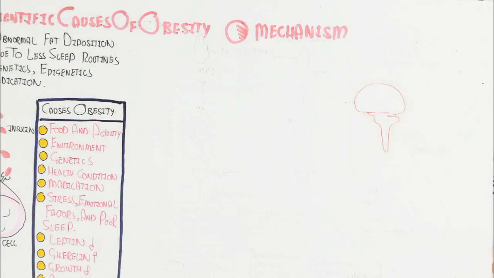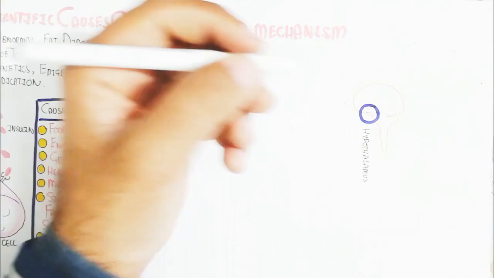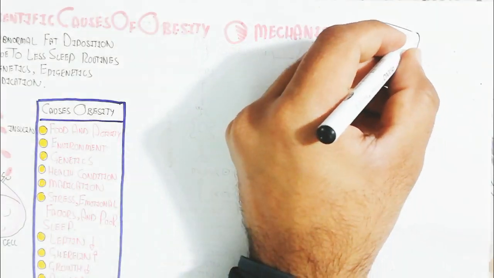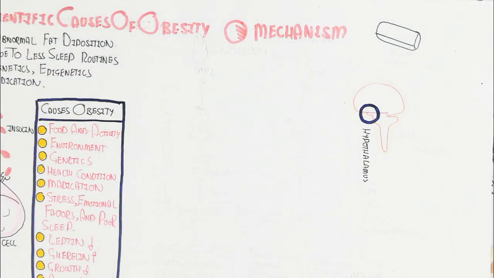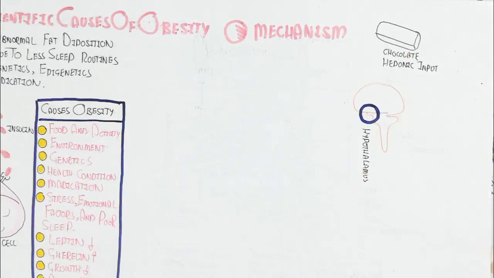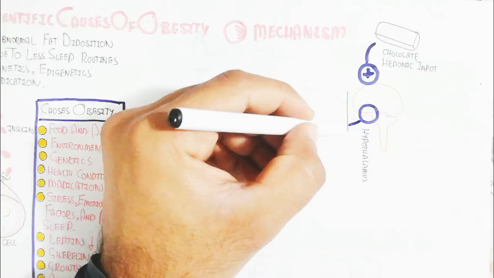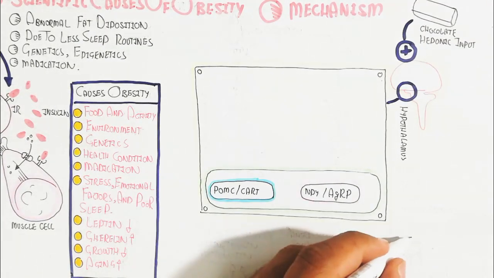Here is the brain. The brain contains the hypothalamus. We will understand the hypothalamus because it is the center of regulation of appetite and satiety. This is the chocolate, the hedonic input. Whenever we eat sugar, the reward again drives the eating habit of sugar.